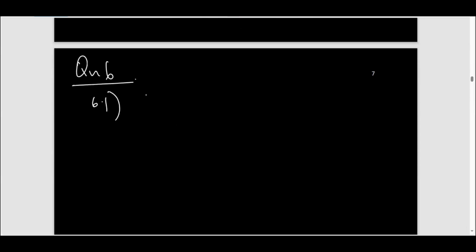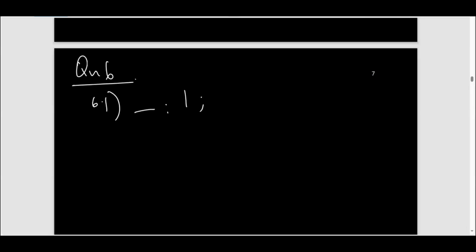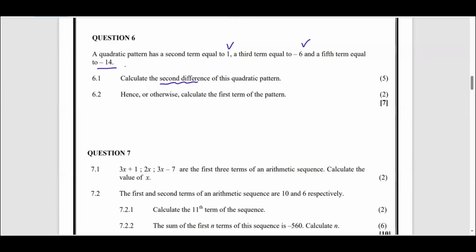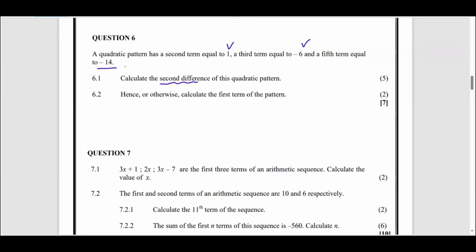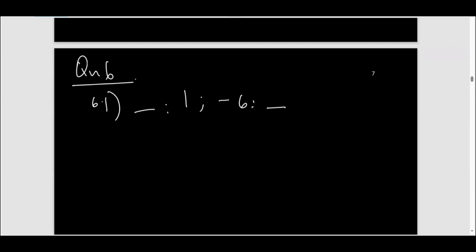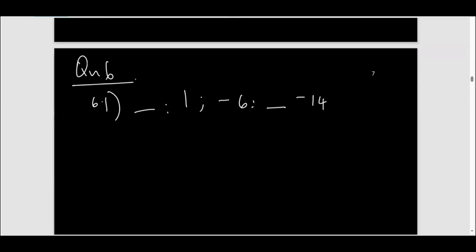Okay, we don't have a first term, but our second term is a 1. That's fine. Our third term is a -6. Okay, we don't have a fourth term, but we have the fifth, which is -14. So that is all we have now. They want us to find the second difference. All right, so what we can do, if I have this as my x, let me call that my y.